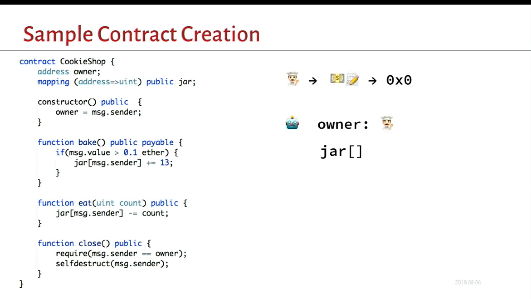So let's look at what happens when a contract's created. Manual creation of contracts happens when an account sends a little bit of money to cover the gas costs for creating the contract, along with the contract creation code, to address 0. So what happens is just what you'd expect. It creates a new contract represented by this robot. The owner is set to who created it, and jar is basically empty. Everything is initialized to 0.